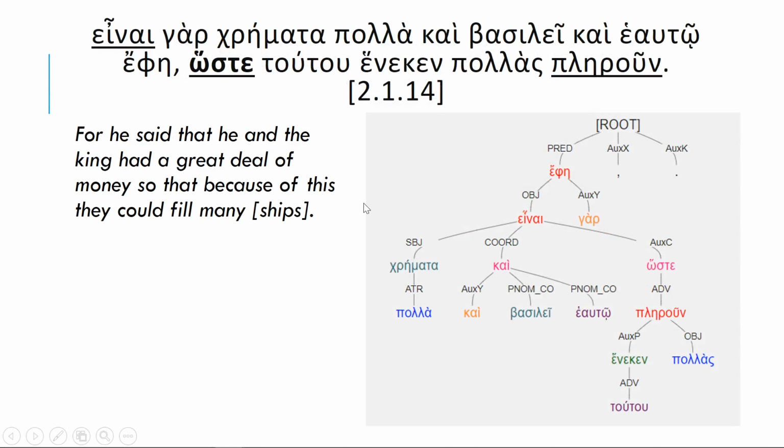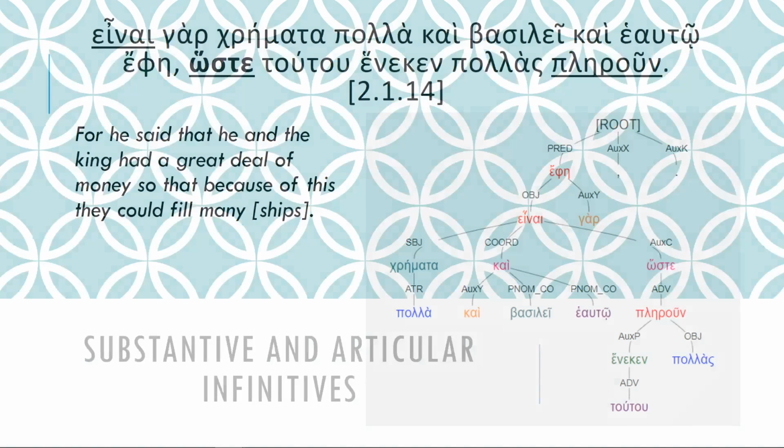For he said that much money would be to the king and himself. We just saw that sentence a minute ago, right? That he said that the king and himself had a great deal of money, with the result that they could fill many ships because of this. So again, subordination to subordination.